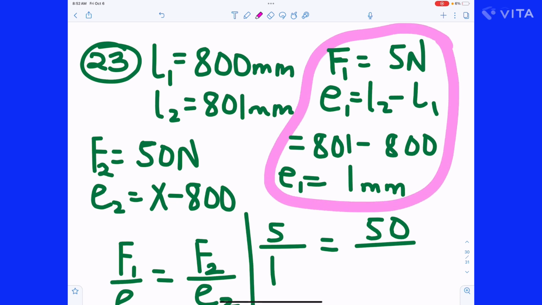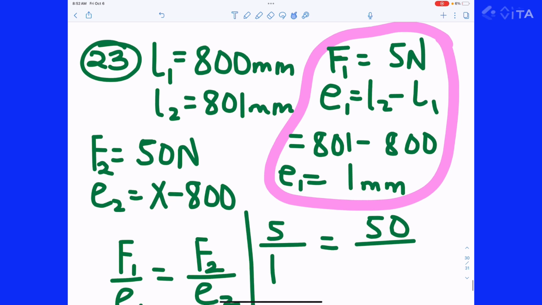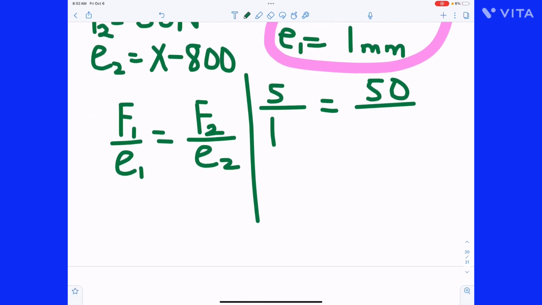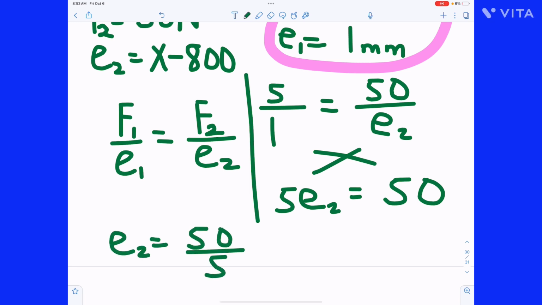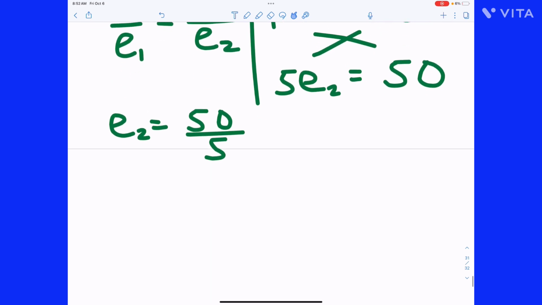So we said here already that 5 newtons produced an extension of 1 millimeter. So 50 newtons will produce what extension? Let's make it E2 and cross multiply. So 5E2 is equal to 50. So E2 is 50 over 5. So the extension produced by 50 newton force will be 10 millimeters.